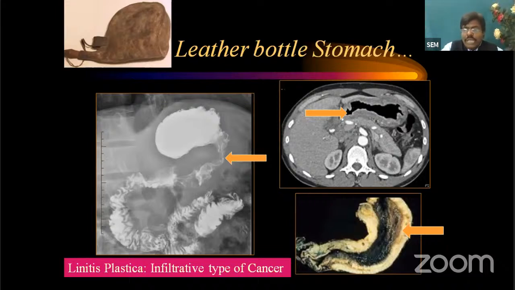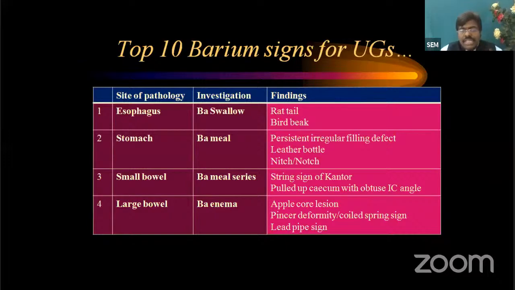So 2 radiological findings in the esophagus, and 2 radiological findings here. I'll come to that in a minute. Take down in your little pad and pen if you have. Esophagus, rat tail appearance. Where do you see it? Yes, carcinoma esophagus. Bird beak appearance. Where do you see it? Achalasia cardia.